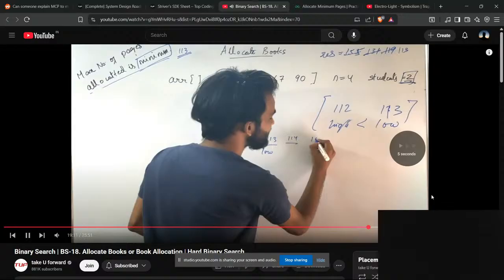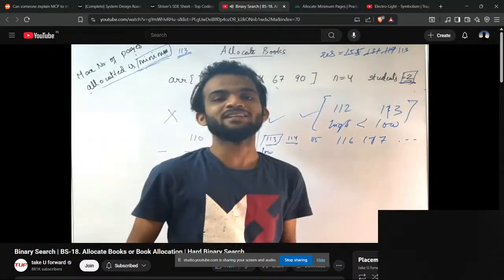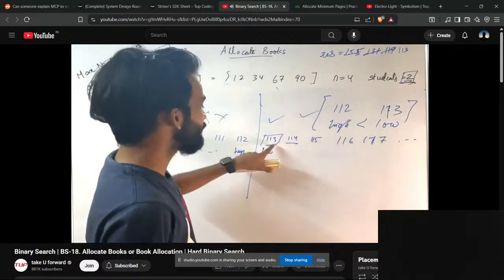You can keep a maximum allocation of these 111. The minimal of this allocation, the minimal is 113. That's your answer. This is how you're going to do a binary search to figure out the answer.